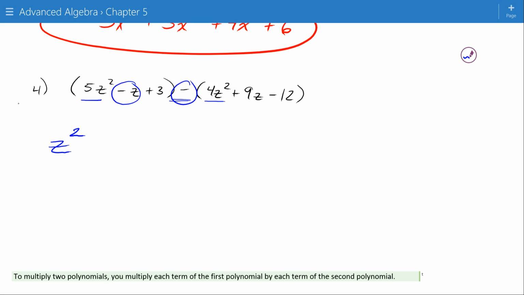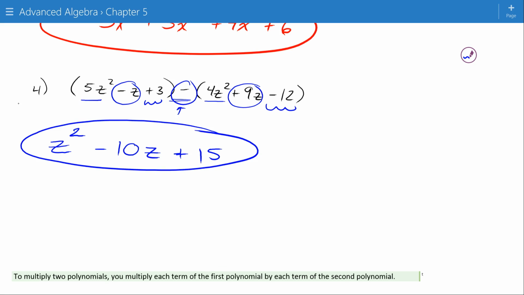And then I have a negative z minus positive 9. I always got to really, really pay attention to that sign in the middle. So I'm basically rewriting it all, but I'm kind of doing it in my head a little bit. So negative z minus 9 is going to give me negative 10z. And then I have 3 minus the negative 12. Minus a negative is really going to be addition, so it's going to be plus 15.